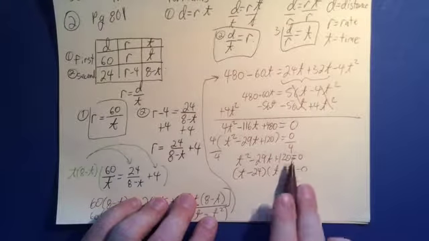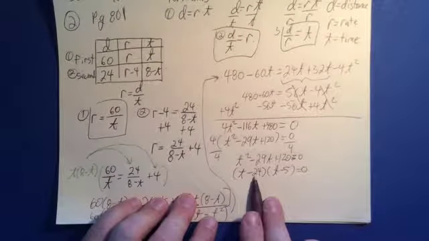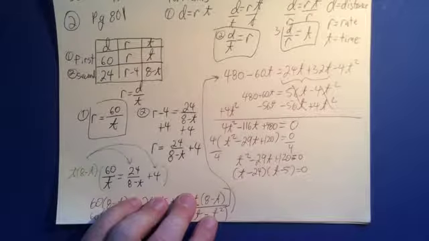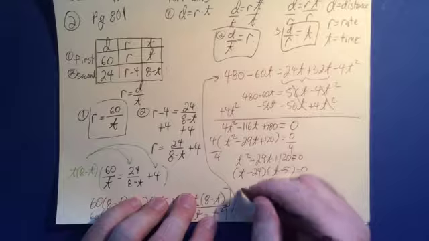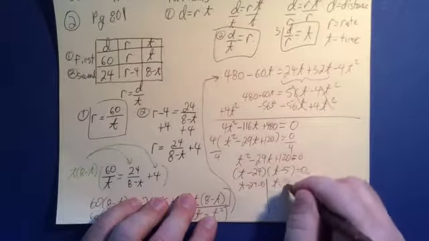Because 24 times 5 will give 120. A negative times negative is positive. And negative 24 plus negative 5 will be negative 29. So here are our factors. Always got to set this equal to 0 now. So I'm going to take each factor now, set it equal to 0.